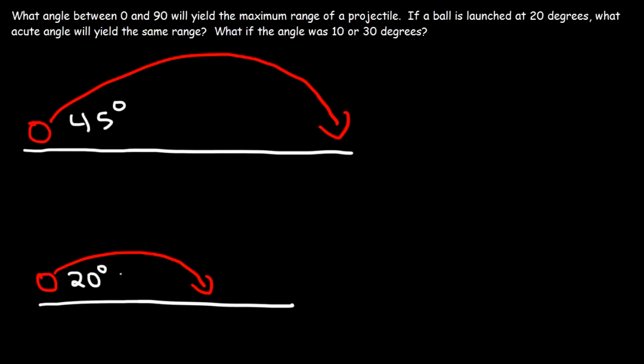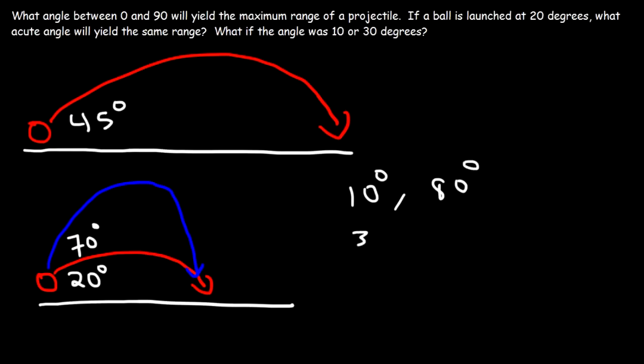An acute angle is basically an angle between 0 and 90. To get the same range as 20, you need to launch the angle at 70, because those two angles are complementary. Whenever two angles add up to 90, those two angles will have the same range. So if you launch it at 10, it will yield the same range as 80, because 10 plus 80 is 90. If you launch it at 30, it will yield the same range as 60.